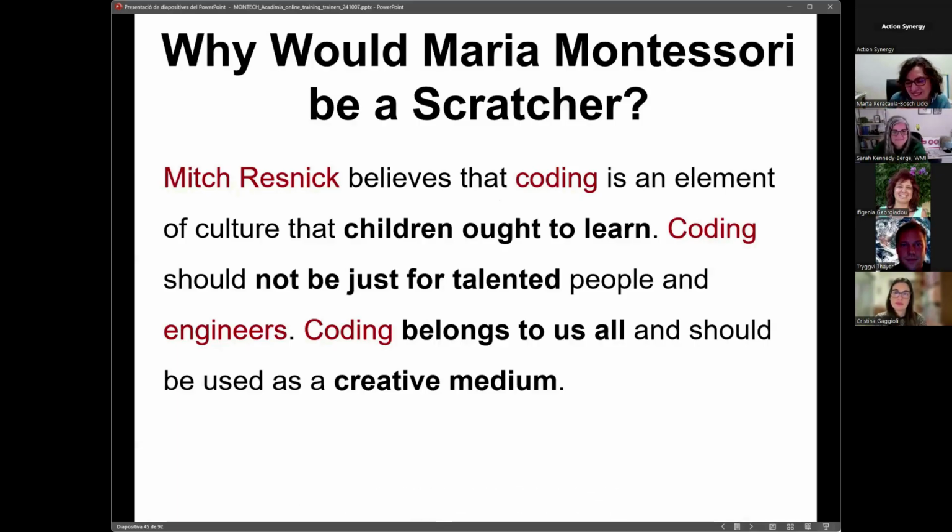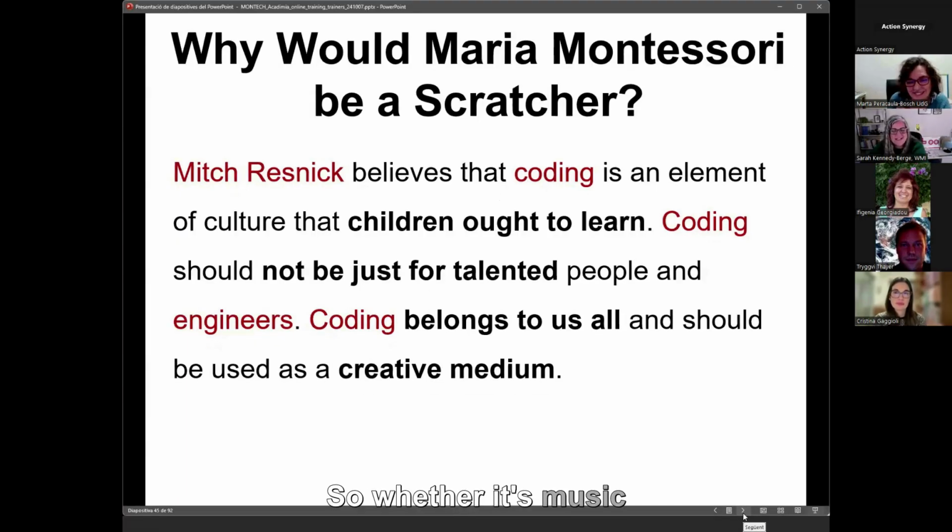Creative expression is really what we're looking for, right? So whether it's music or poetry or dance and theater or technologies, coding, for example, it's a way of providing all of these options for the child then to be able to decide how they want to express themselves. This is just merely one of them.